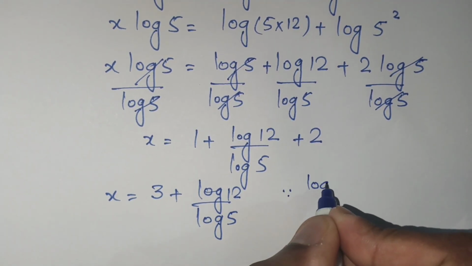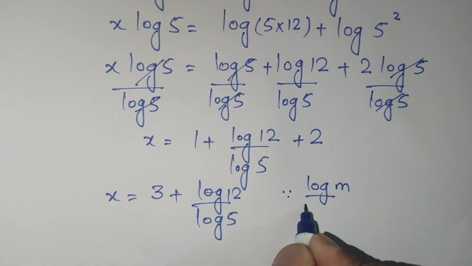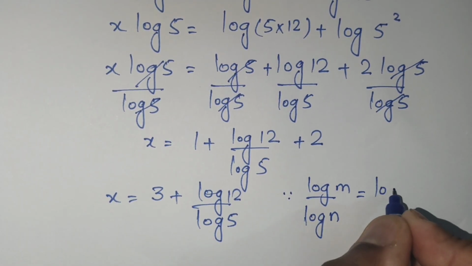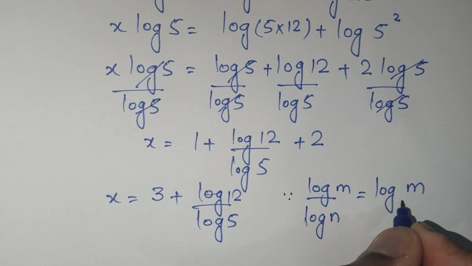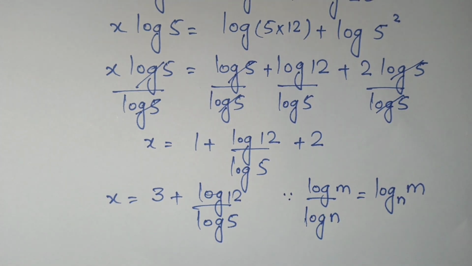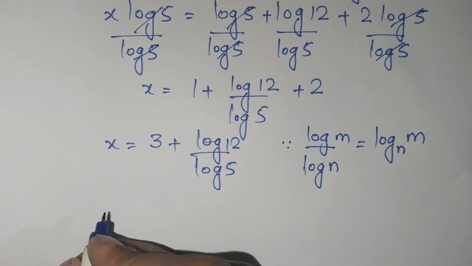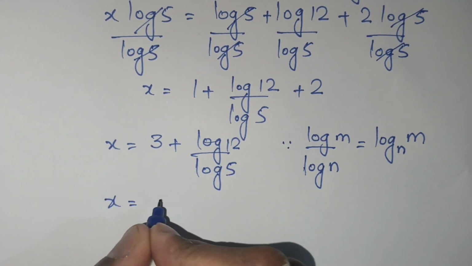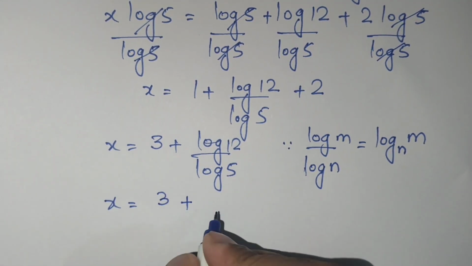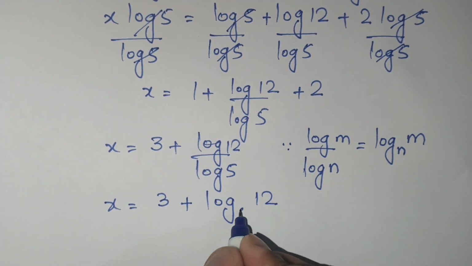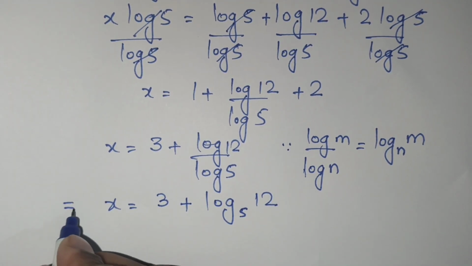Now we'll use the formula log of m over log of n equals log of m with the base n. So we will get the value of x equals 3 plus log of 12 with the base 5. This is the final answer of x.